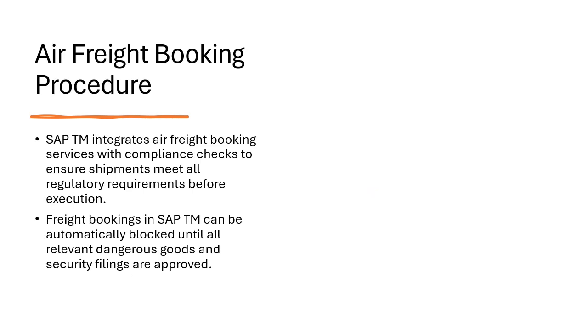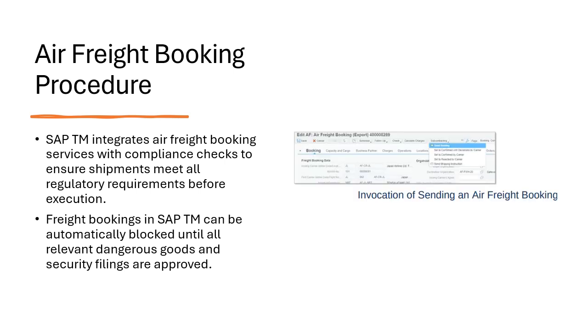And next is the air freight booking procedure. So the air freight booking procedure in SAP TM manages the process of booking air freight shipments with carriers. It also automates the generation of air waybills and manages the compliance check to ensure that shipments meet all safety and regulatory requirements. And this image shows the steps involved in invoking an air freight booking in SAP. It also shows how users can create and send booking requests to air carriers and also integrate compliance checks to ensure all necessary documentation is provided.